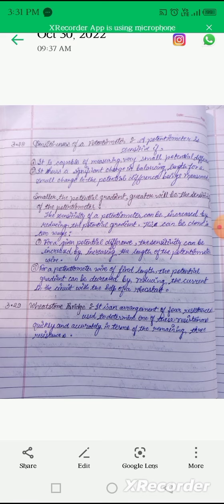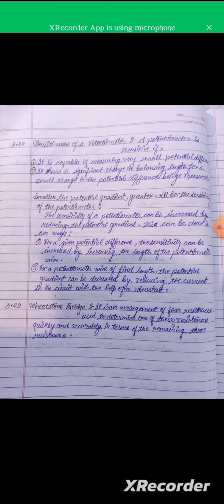This can be done in two ways. First, for a given potential difference, the sensitivity can be increased by increasing the length of the potentiometer wire. Second, for a potentiometer wire of a fixed length, the potential gradient can be decreased by reducing the current in the circuit with the help of a rheostat.